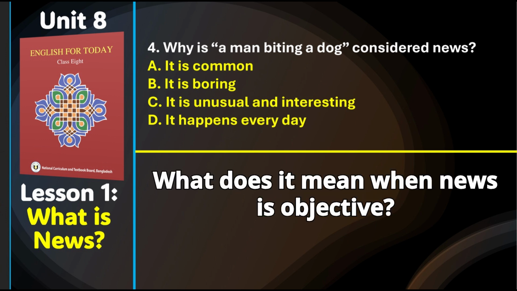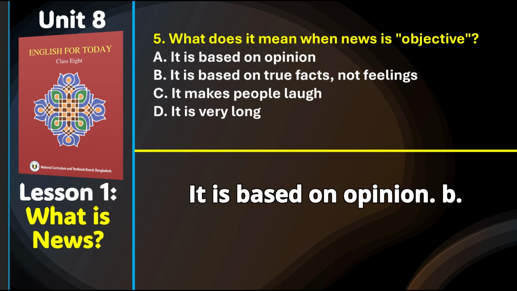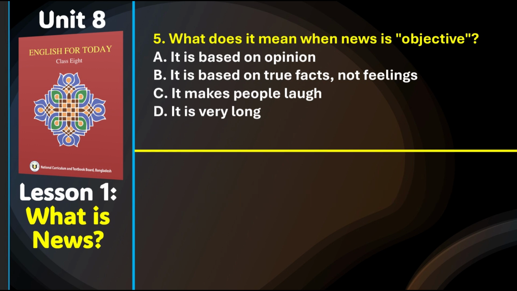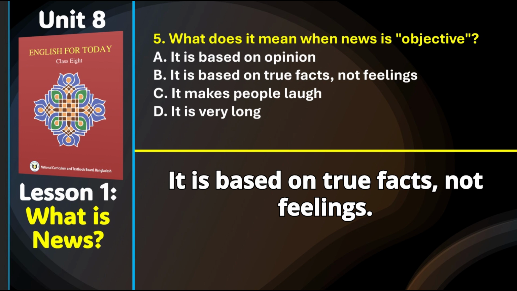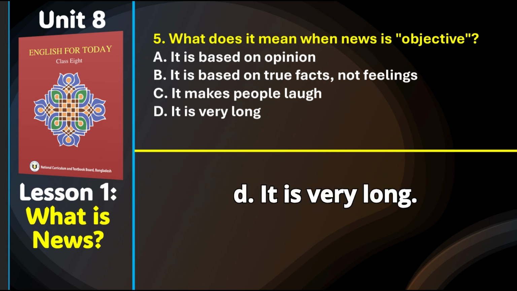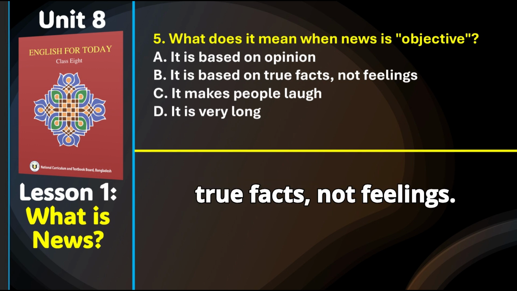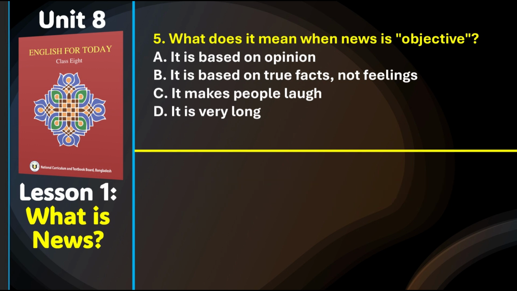5. What does it mean when news is objective? A. It is based on opinion. B. It is based on true facts, not feelings. C. It makes people laugh. D. It is very long. Correct answer is B. It is based on true facts, not feelings.